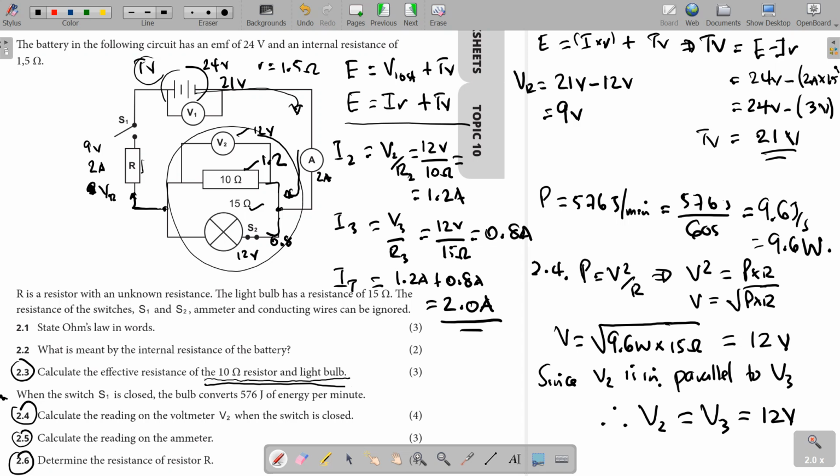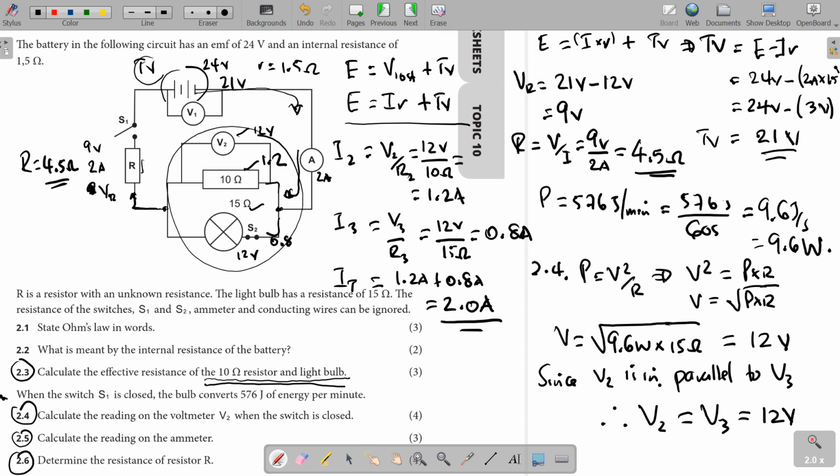Now to calculate the resistance there, remember resistance is simply voltage over current. That's 9 volts divided by 2 amperes. That gives us 4.5 ohms. That should be your answer. So the resistance here is 4.5 ohms.